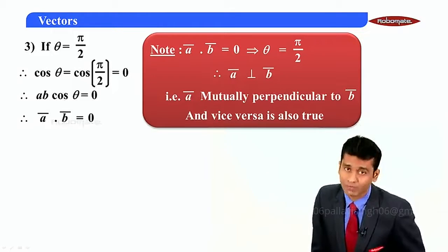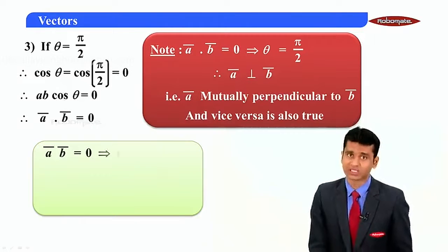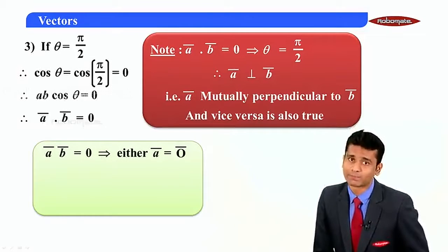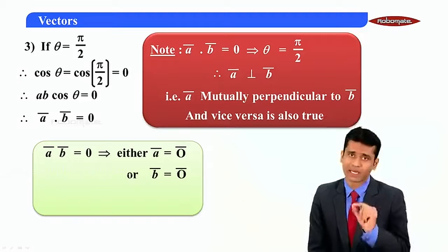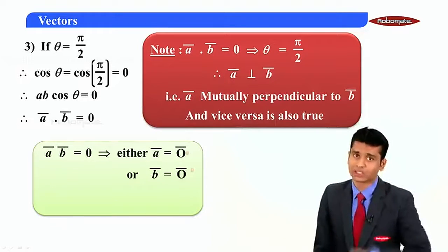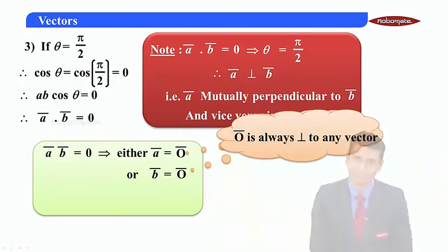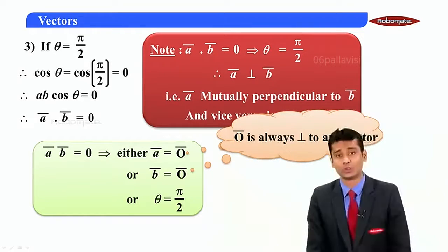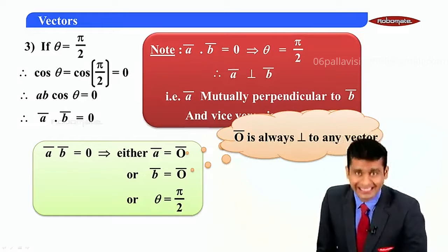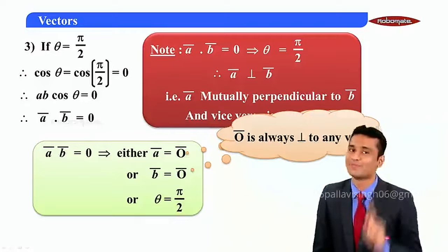One more result is obtained from here, that A bar dot B bar equal to 0 can happen in three cases. First, either A bar will be a null vector, or B bar will be a null vector. Remember, a null vector cannot be drawn since its magnitude is 0. In both cases, the null vector is always perpendicular to any vector. Now, the third case is theta equal to pi by 2. In all three cases, we get A bar mutually perpendicular to B bar.